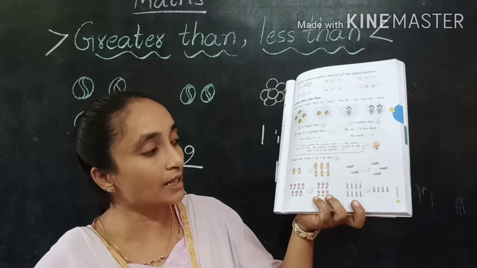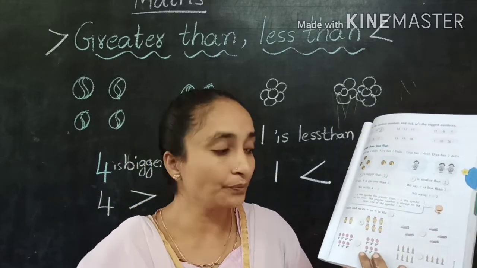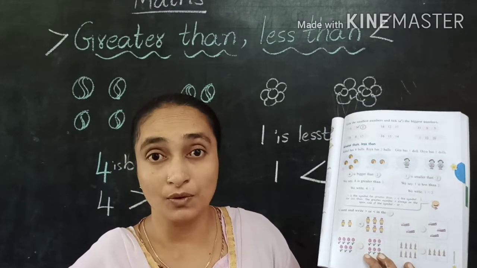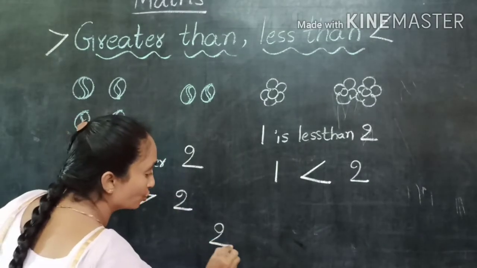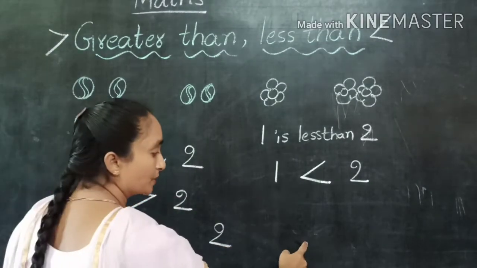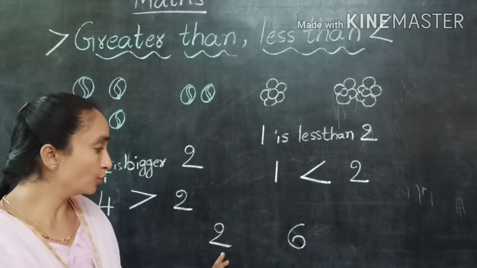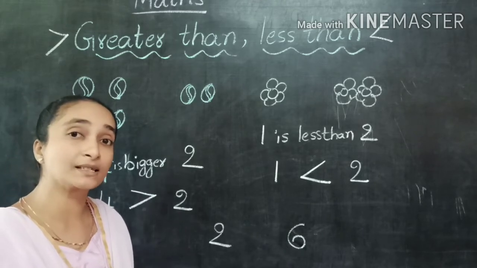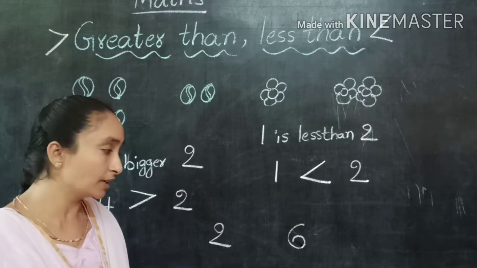Here how many vases are there? 2 vases are there. Here how many vases are there? 1, 2, 3, 4, 5, 6. 6 vases are there. The first one has only 2 vases, and in the other picture we have 6 vases. Now tell me, children, is 2 less than 6 or greater than 6? From these 2 numbers, which is the small one? 2 is the small one.